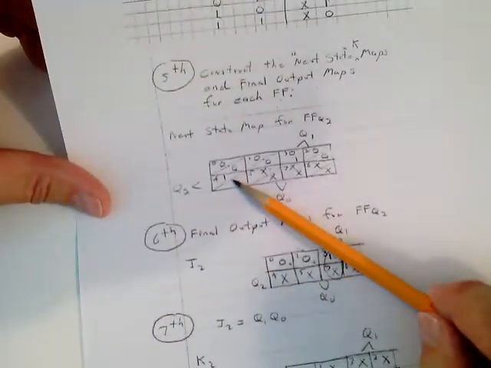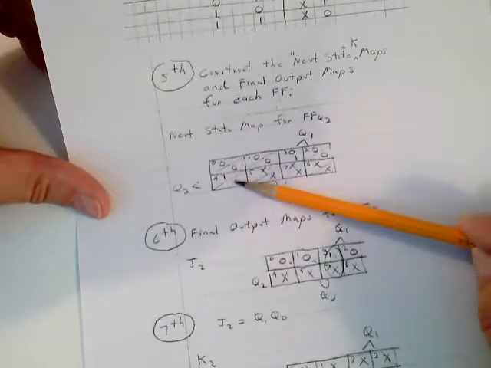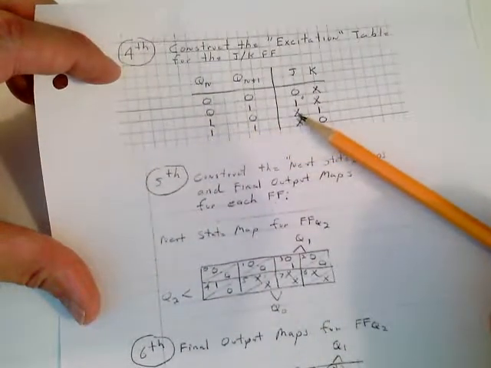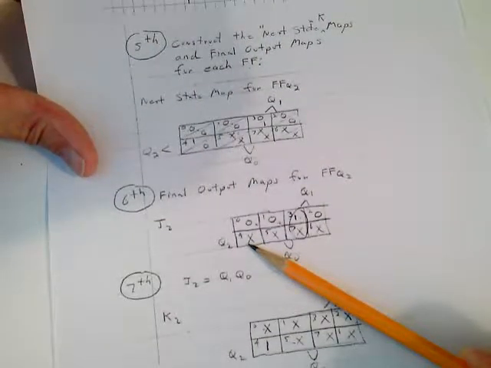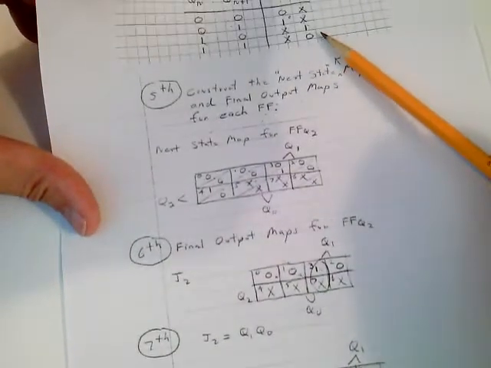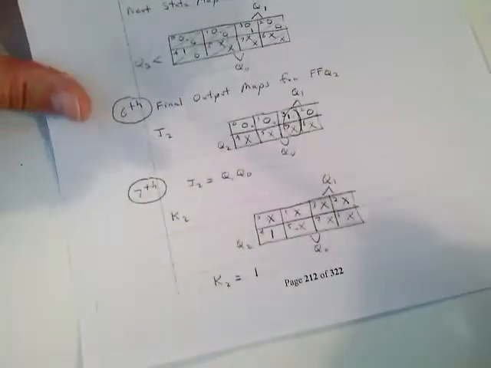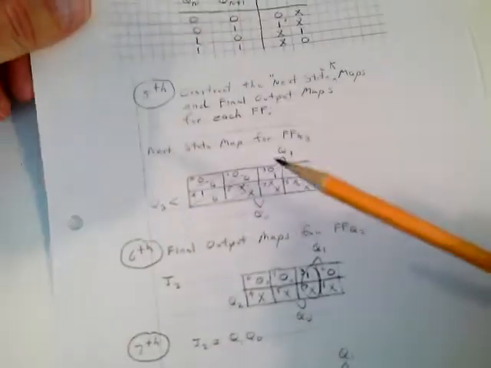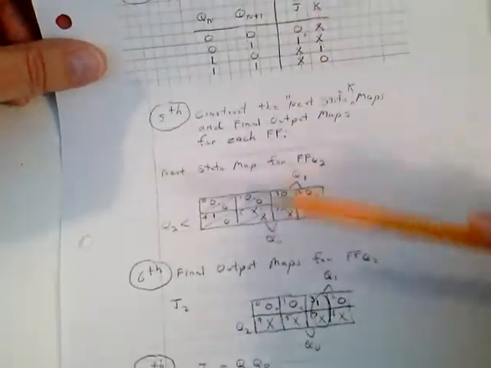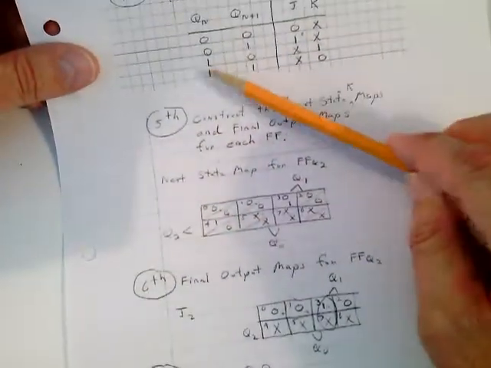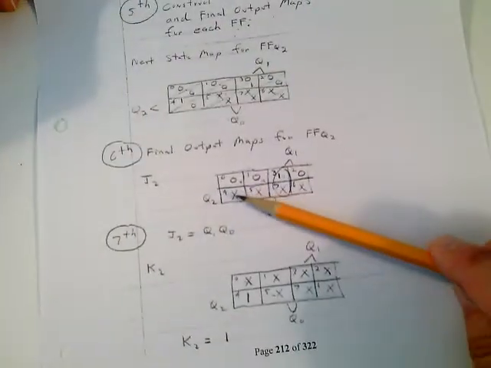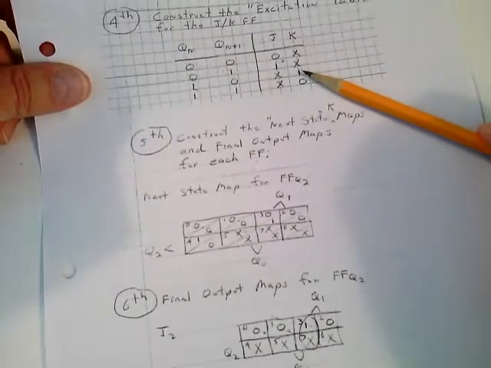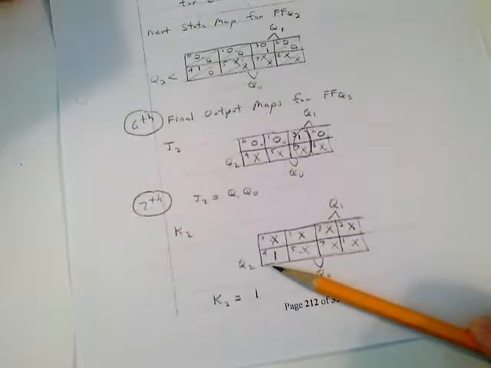And then finally, state 4: you're at a 1, you go to a 0. If you're at a 1 and you go to a 0, J is an I don't care and K is a 1. I was looking at the wrong row up there. There's your I don't care for J, and you get a 1 down here for K.